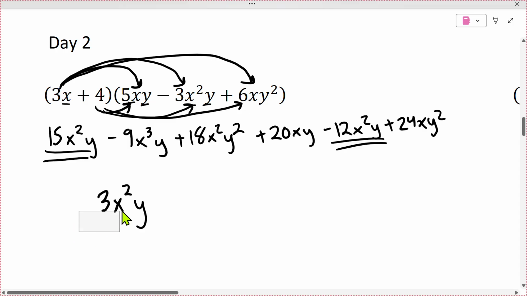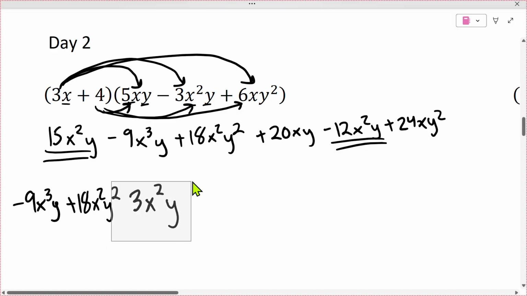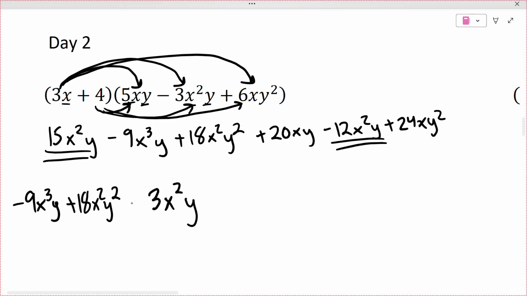I guess if I'm doing standard form, I would probably put the minus 9x cubed y and then the 18x squared y squared. I'll put the plus 3x squared y. I should probably cross off what I've done so I don't mess up, but plus 24xy squared plus 20xy.